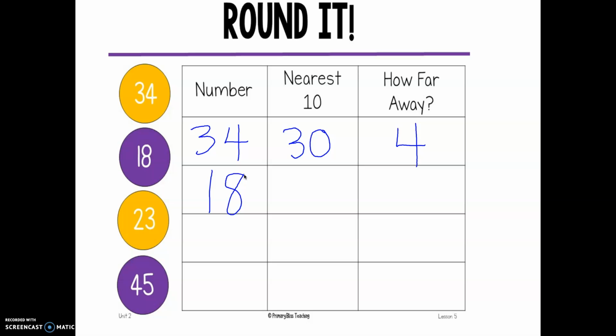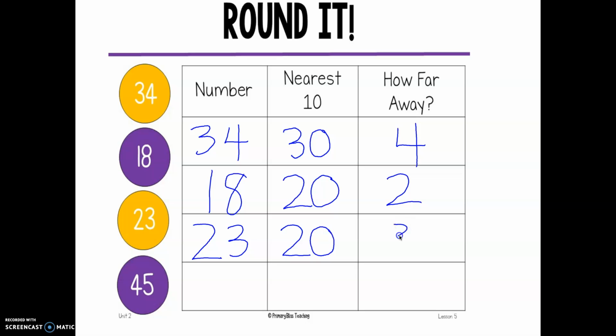Next, we have the number 18. Well, I know it's between 10 and 20. And it is closer to 20 because it is only 2 away. Next, we have 23. The tens that 23 is between are 20 and 30. I believe it's closer to 20 because it is only 3 away.